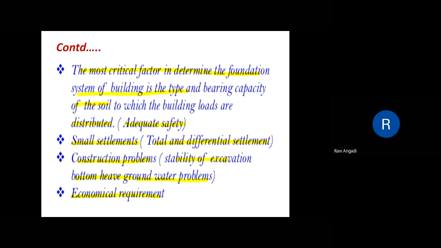Okay, is it clear? These are some requirements for the foundation. Many times the question will be asked: what are the requirements for the foundation?